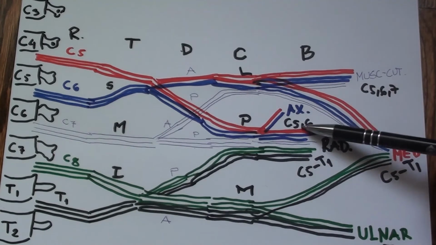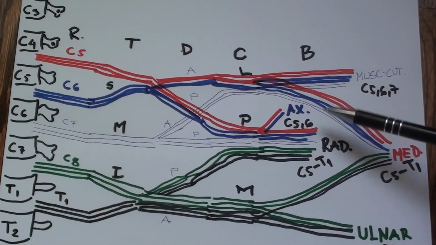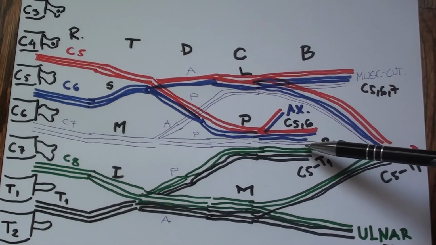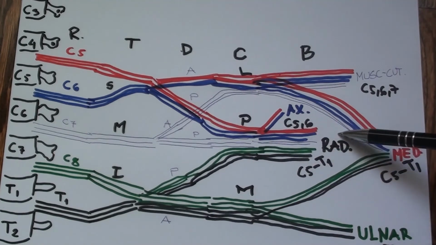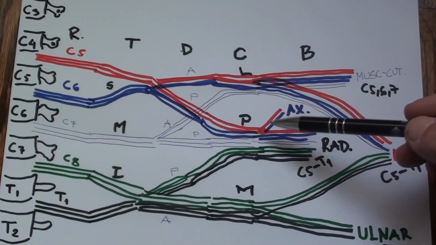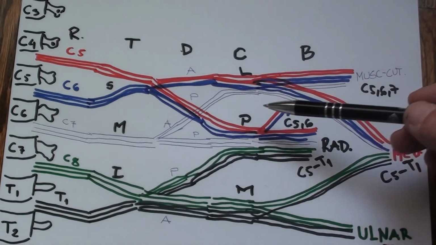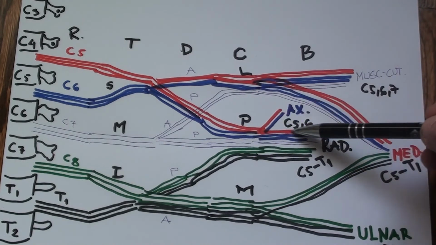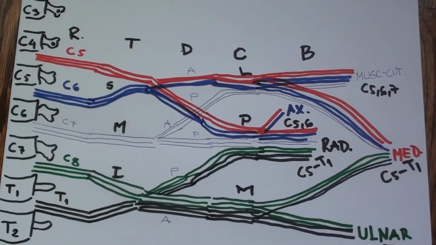We started, and we will do it the same as well, from the posterior cord, simply saying all fibers C5 to T1 are required to go into the radial nerve. But only some fibers have been diverted, which belong to C5 and C6, from the posterior cord to create the axillary nerve, carrying C5, C6.